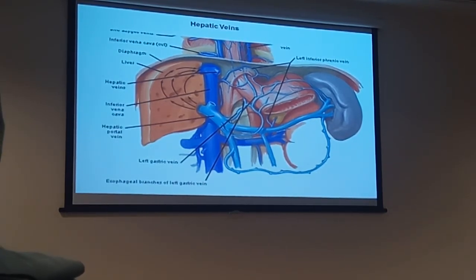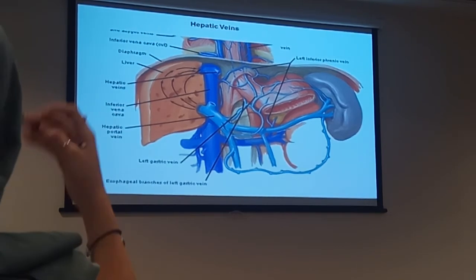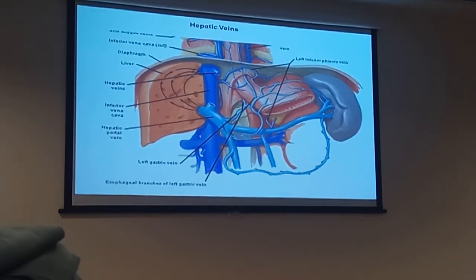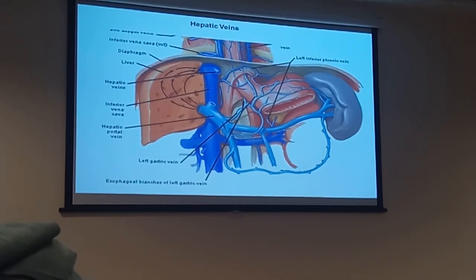Now, if you have blockage of the portal system, for example, if you have cirrhosis of the liver, or cancer of the liver, you will have signs of portal hypertension. Portal hypertension increases the pressure in the portal circulation. So those tiny little veins communicating between the portal and the caval, suddenly they will receive a huge amount of blood.